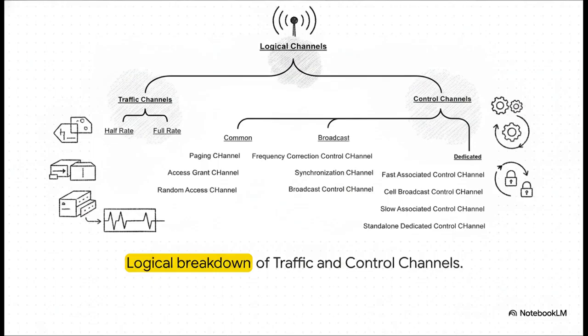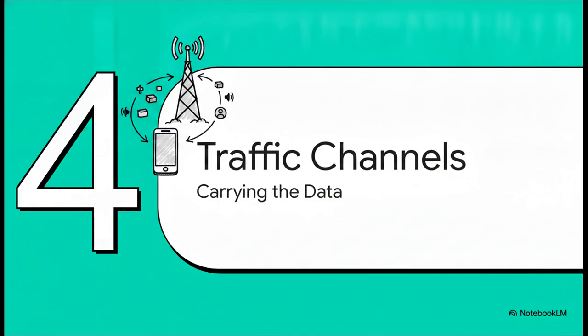These logical channels are strictly divided into two main branches: traffic channels and control channels. Traffic channels are essentially the heavy lifters carrying the actual user data and voice, whereas control channels are the invisible managers constantly carrying signaling and synchronization data. We're going to meticulously walk through both of these branches to see exactly how they function. Section 4. Navigating traffic channels, carrying the data.